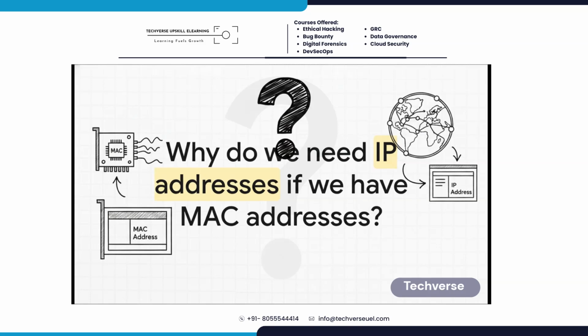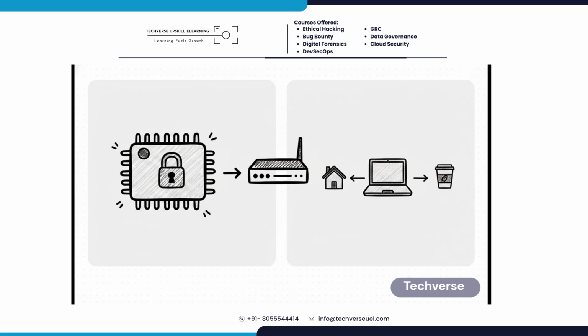But wait, this brings up a massive question, doesn't it? If we already have a unique Layer 2 MAC address permanently burned into every single network card in the world, why on earth do we need Layer 3 IP addresses at all? It's a super common point of confusion for anyone getting into this stuff. Well, the answer is simply that they accomplish entirely different jobs.